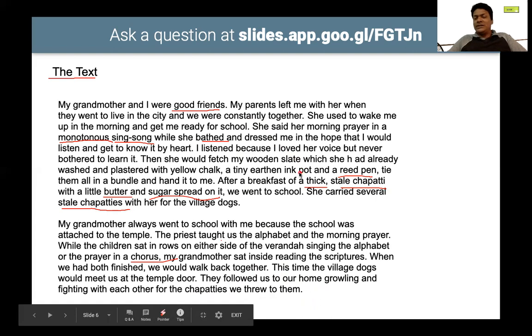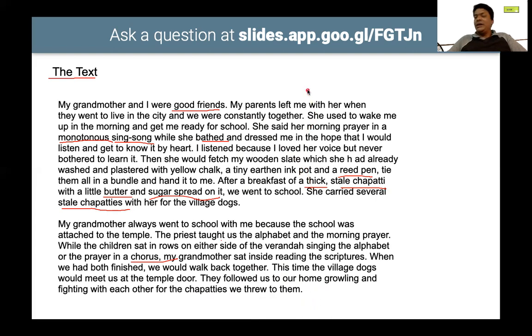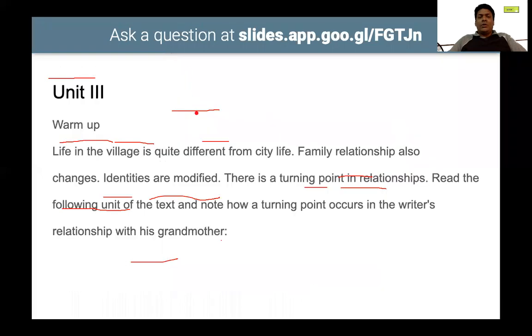They did such kinds of activities every day. Okay. So this is the first and the second unit. Now we will discuss the third unit. So let's go for the third unit.